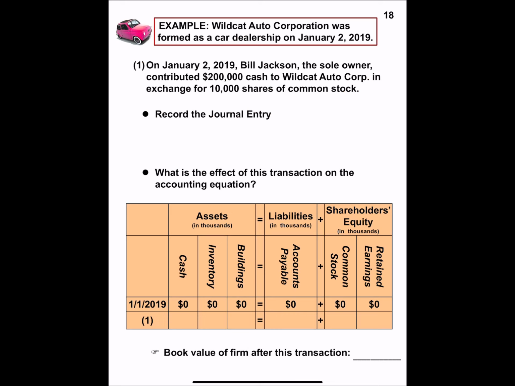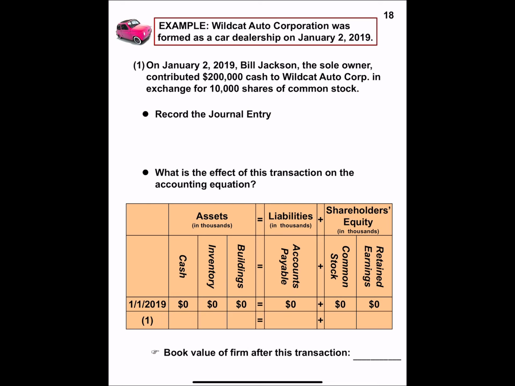So the first one, January 2nd, Bill Jackson, the sole owner of this business, contributed $200,000 cash to Wildcat Auto in exchange for 10,000 shares. Okay, so again, what is the exchange here? The business is getting cash in exchange for issuing shares of common stock. So right now, Bill Jackson owns all the shares of this business.